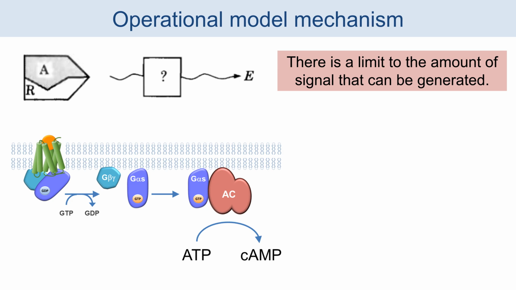We could increase the receptor as much as we want, but at some point we reach a ceiling where the receptor concentration is sufficiently high that it saturates the signal generating capacity of the system. There is a physical limit to how much signal that the signal transduction machinery can generate. This again is pretty intuitive, I believe.